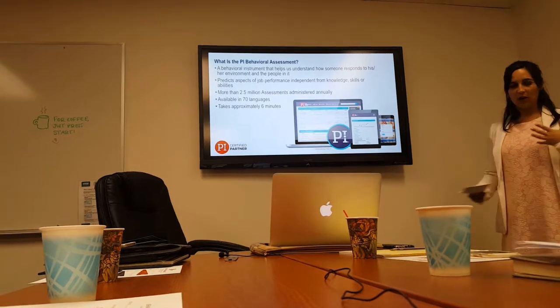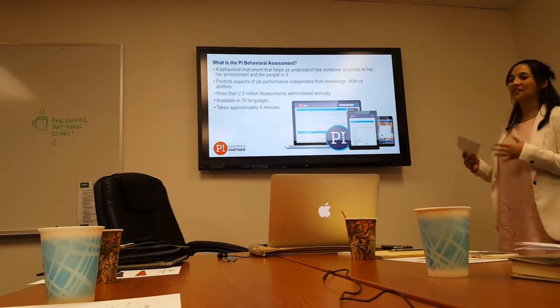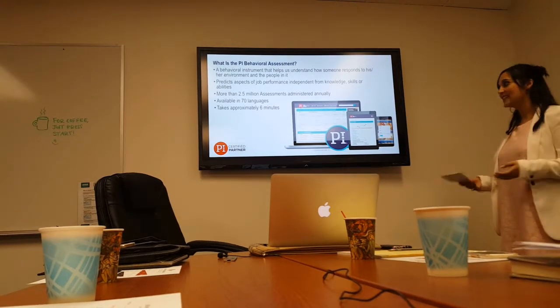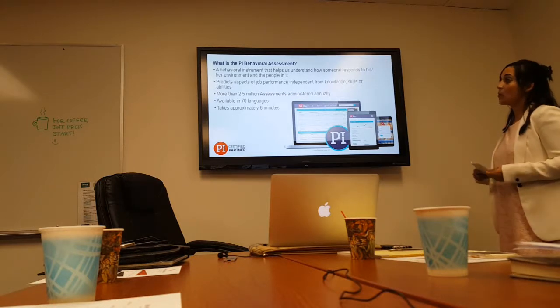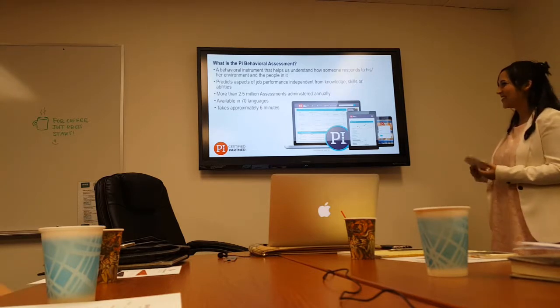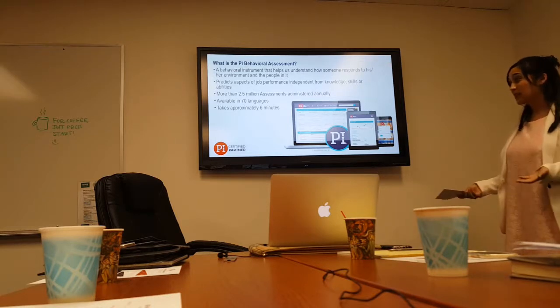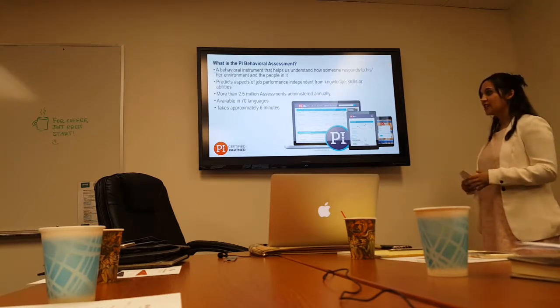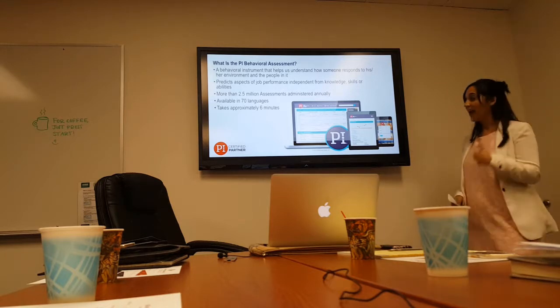So that is, again, referring back to the difference between variable assets and fixed assets. And so PI is really focused on those fixed assets. We have over 2.5 million assessments administered annually. It is available in 70 languages, so it is a global product, and it takes approximately 6 minutes on average. And everybody clocked around 6 minutes, shorter, longer? Shorter. Okay, great, fantastic.